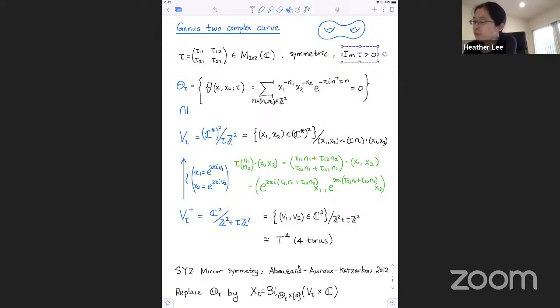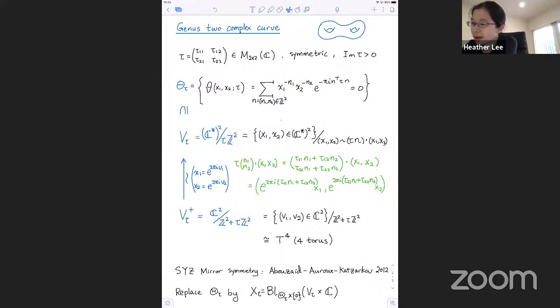So we can view this genus 2 curve, theta tau, as a hypersurface defined by the Riemann theta function inside an abelian variety, V tau. And this V tau is a quotient of C star 2 by this group tau times Z2. The coordinates on the C star 2 are x1, x2. So this formula defines a hypersurface inside here.